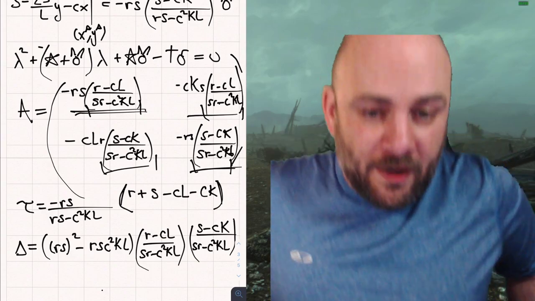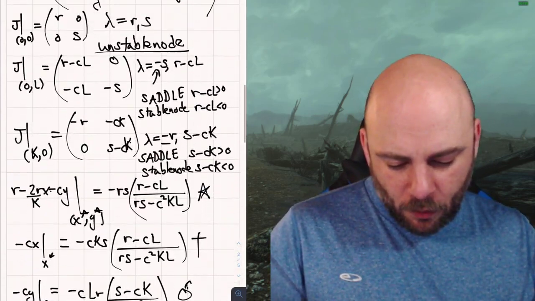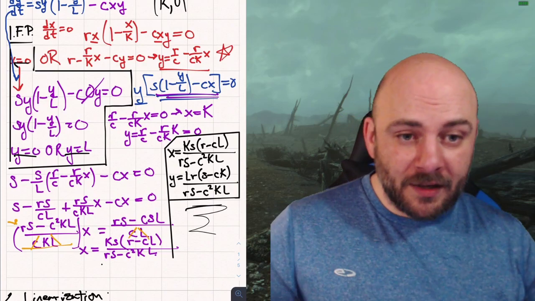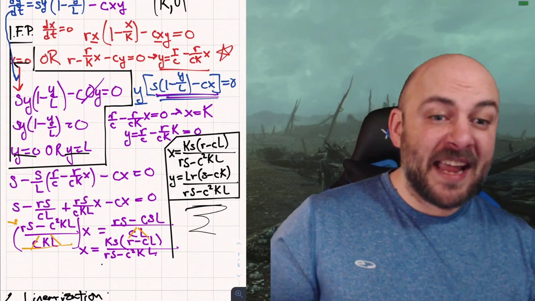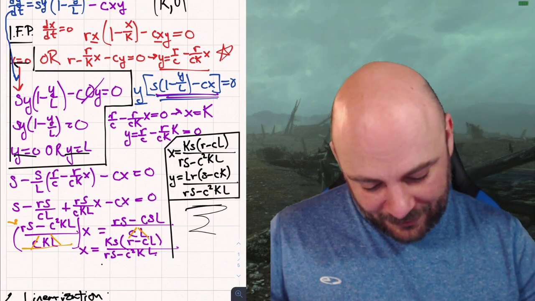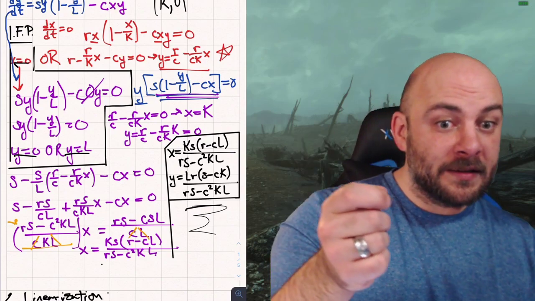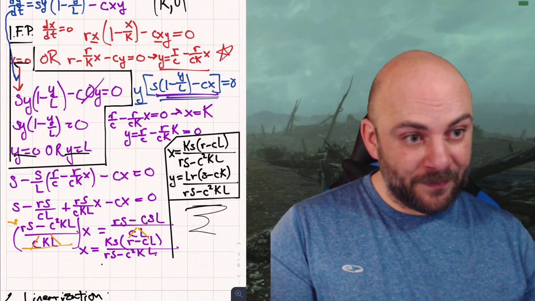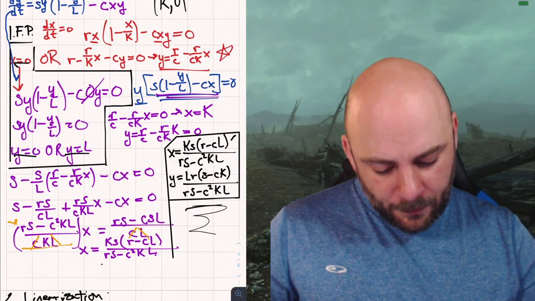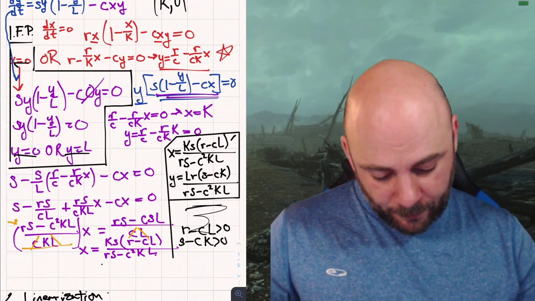Okay. Now this is where we need to evoke the context of the problem. Let's go all the way back up to this. These mixed points only matter within the context of the problem if they are positive. If they're negative, well, that's fine mathematically, but we actually don't care about them. So the first point here, if I look at this x expression, R minus CL, if it is negative, then RS minus C squared KL also needs to be negative. Or if it's positive, then that part also needs to be positive. And what you find is that either R minus CL is positive and S minus CK is positive, or they're both negative.